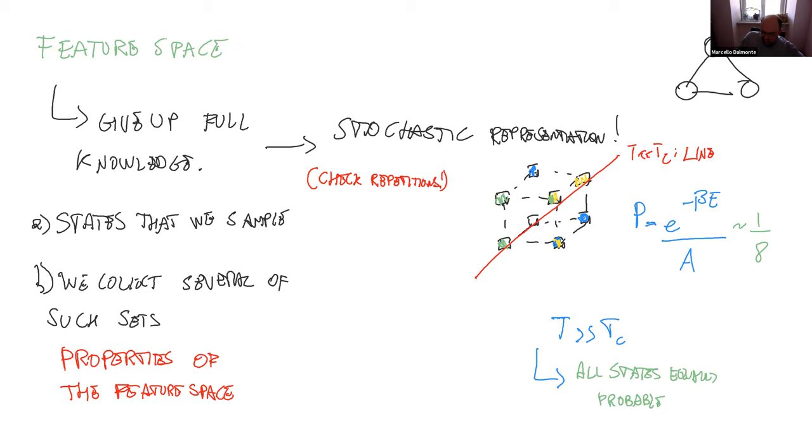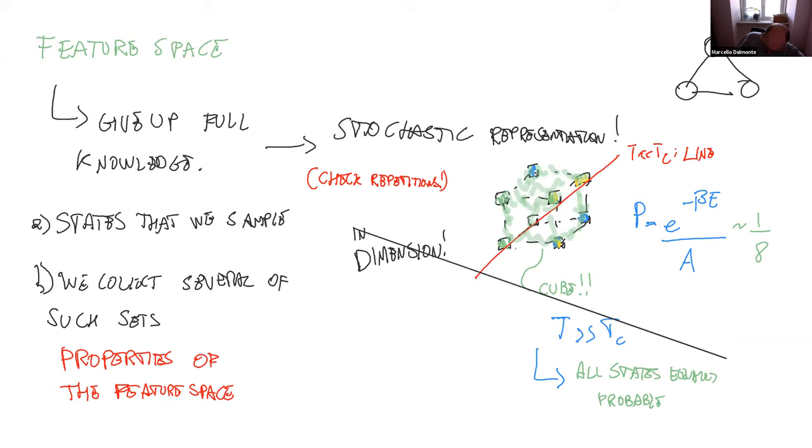Instead, now, if we have T much larger than TC, essentially what we're doing is covering the full 3D structure, right? So what we indeed have is a cube. And what is the most striking difference between a cube and a line? It's their dimensionality. And indeed, what we will be looking at is a specific quantity, which is called the intrinsic dimension of a data set.